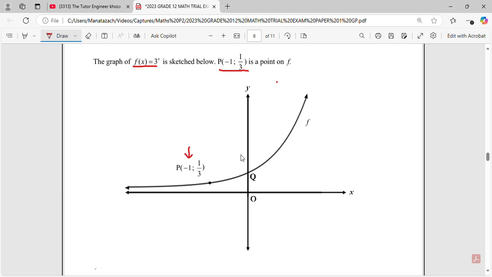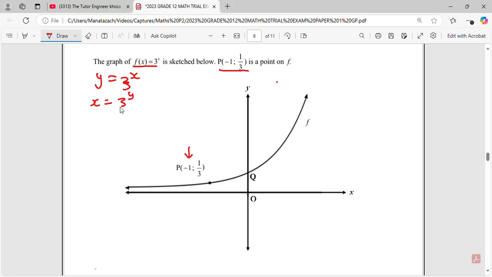So how do you find the equation of the inverse? First of all, step number 1: write the function f of x as y is equal to 3 to the power x. Once you've done so, you want to swap x and y around. So the y becomes x, the x becomes y.